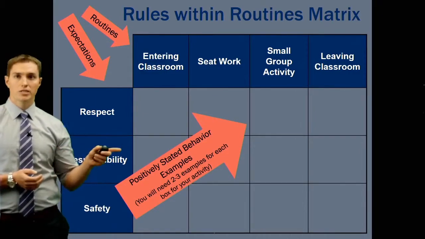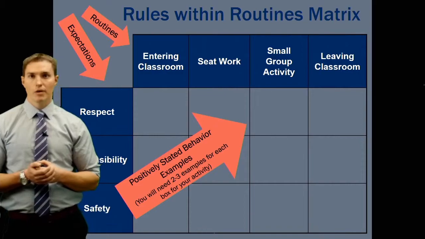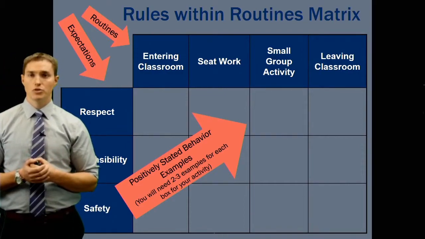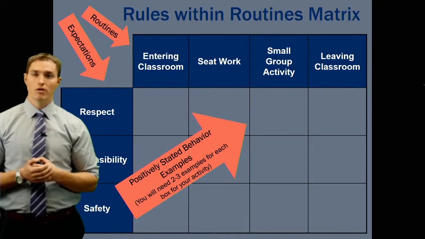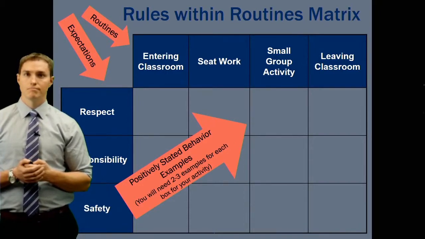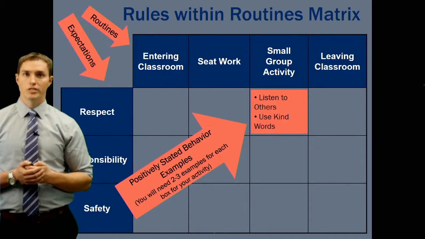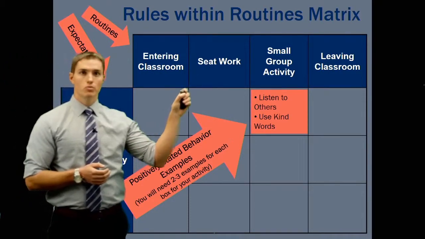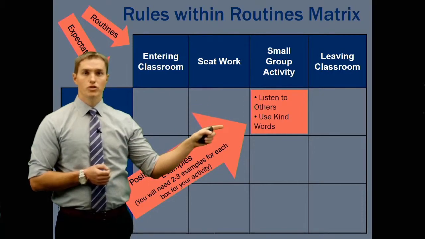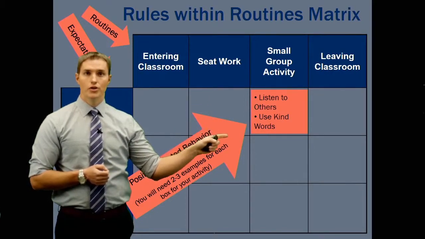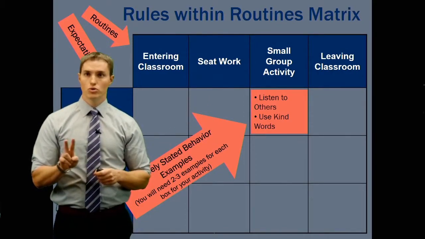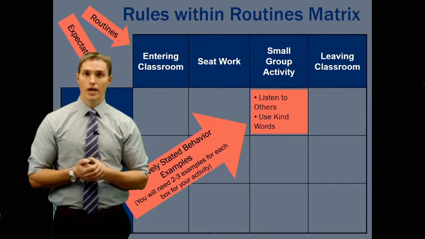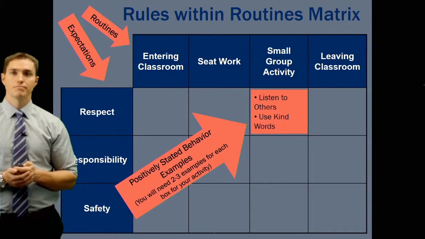Within each of these boxes, what you're going to look to do is identify positively stated behavior examples. You're going to look to ideally have 2 to 3 examples for each box of your activity. For example, within the category, the expectation of respect, during small group activities, you're looking for students to listen to others and use kind words. Those are 2 very discrete, and you could then operationalize what those look like in that activity and during that routine.